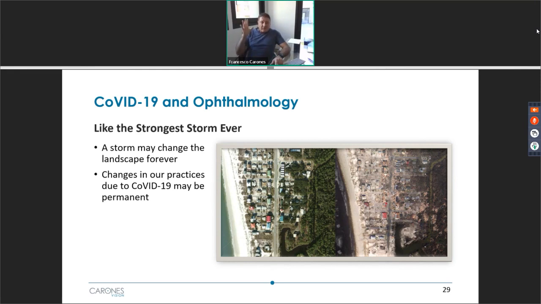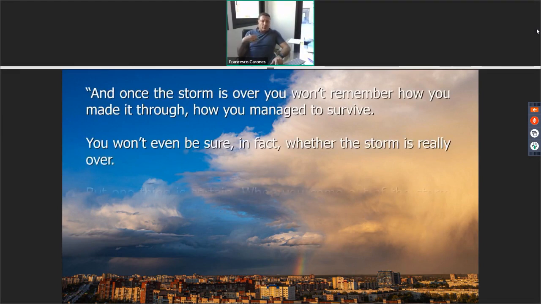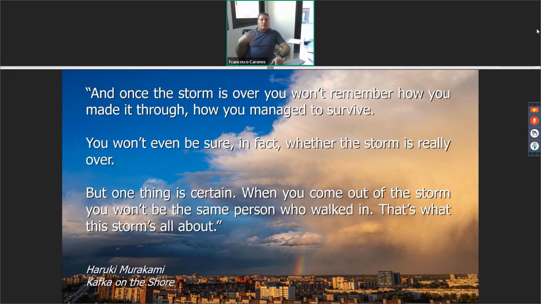So I just want to conclude with a positive message. After every storm, there is always sun coming out. There is always a rainbow, like in this image. And again, I like to leave you with a sentence from one of my best book writers. When the storm is over, it doesn't really matter how you got through. You will be through. And at that point, you will not even know if the storm was real or not. But certainly, you will be different from who you were before the storm.